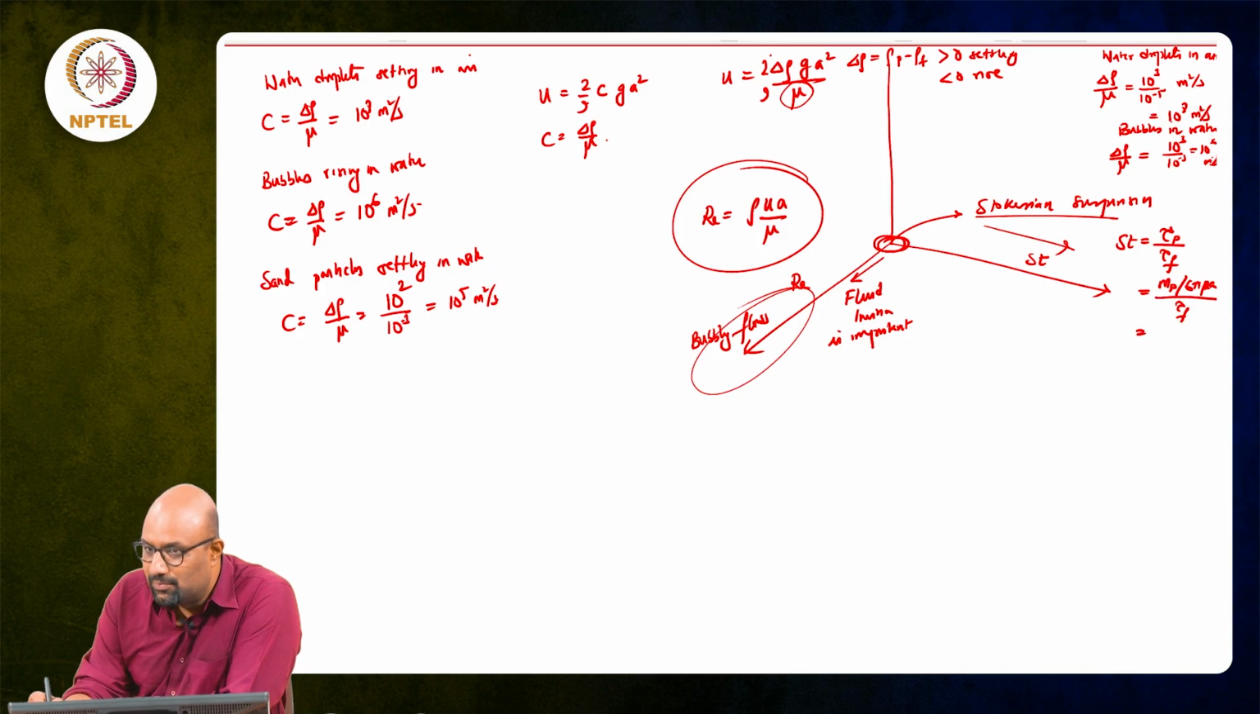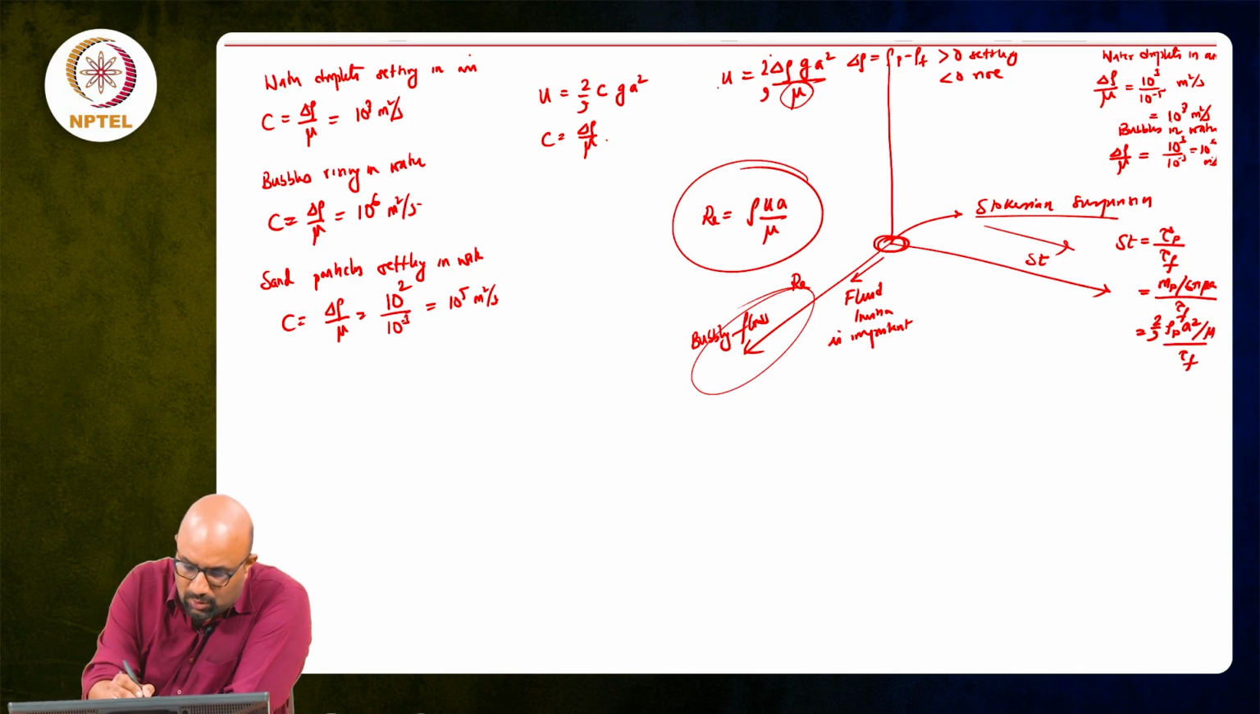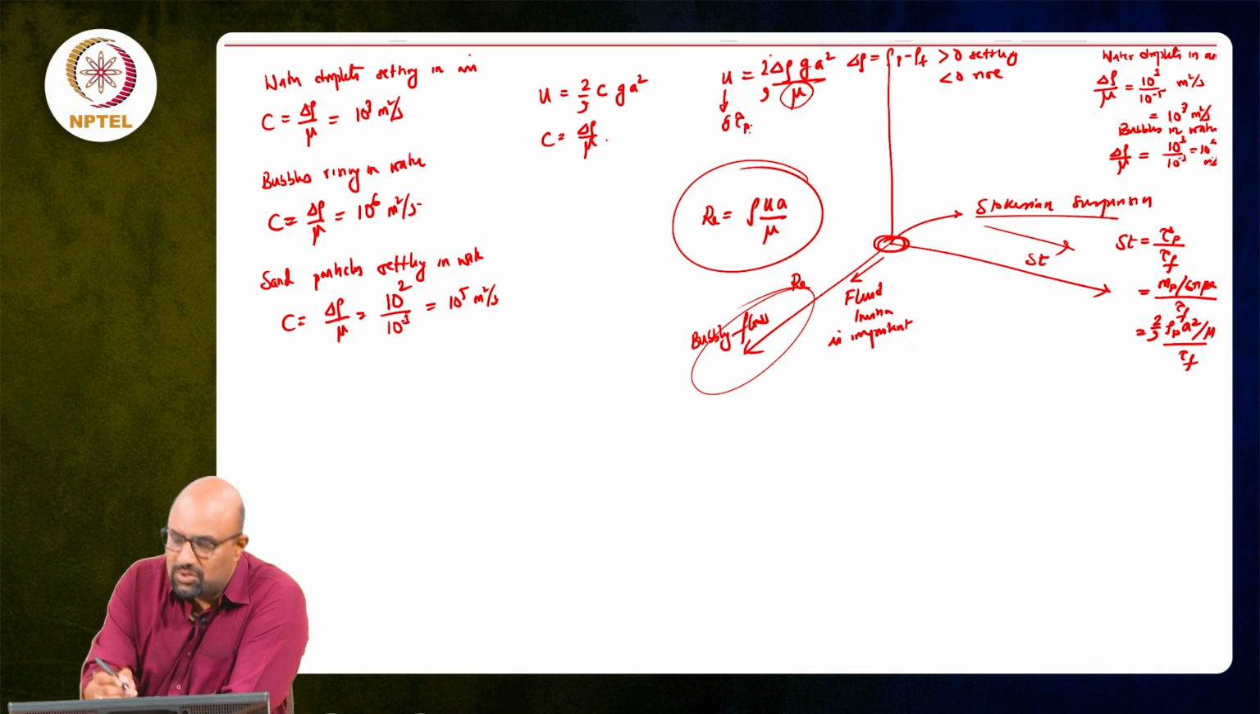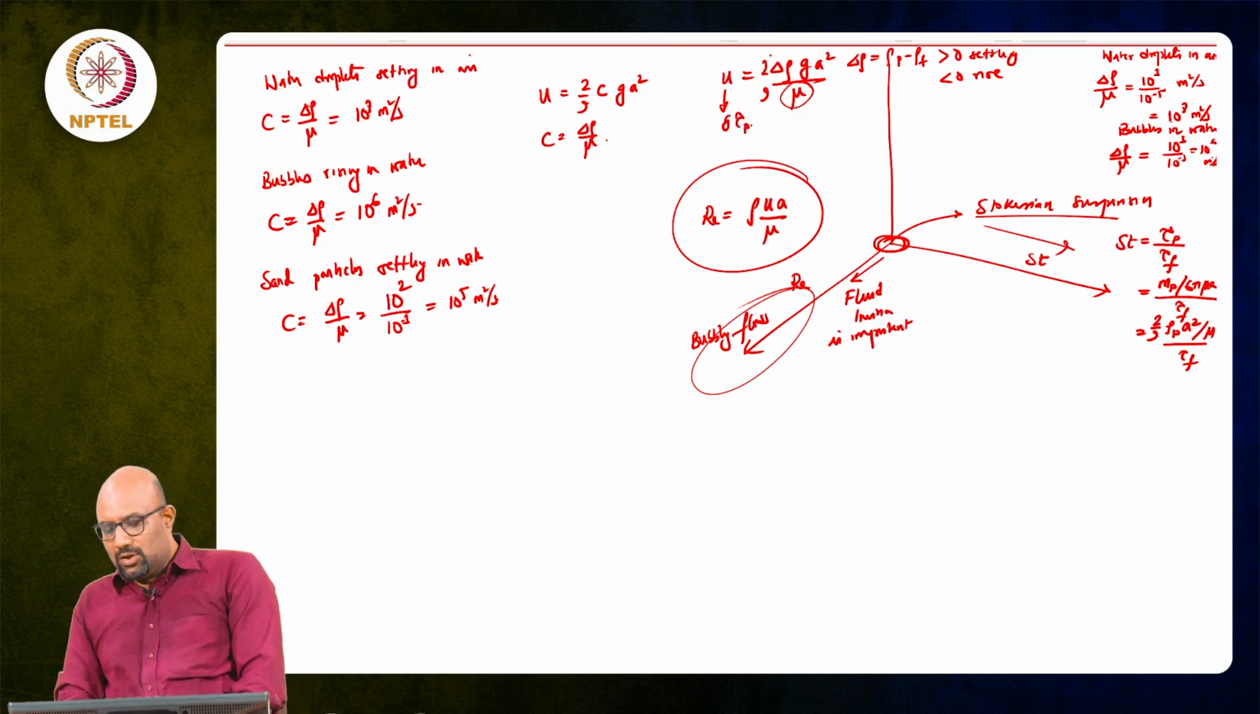And then when you use 2 by 9, if I am ignoring the buoyancy effect, then rho p a square g by mu. There will not be any g, this is just the mass. So, u is actually g times tau p. So, that is your relaxation time scale divided by a flow time scale.